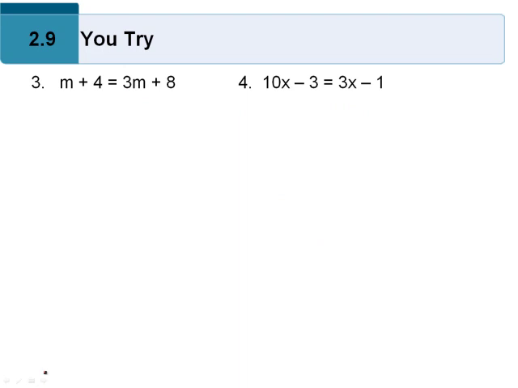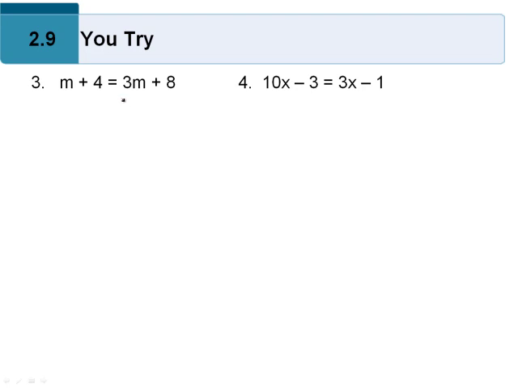Okay, number 3. m plus 4 equals 3m plus 8. So no like terms on either side. So same steps. Okay, I know people are like, oh, this just seems boring. But you know what? When you get the answers right, it really makes you feel good. So boring is good sometimes in math.